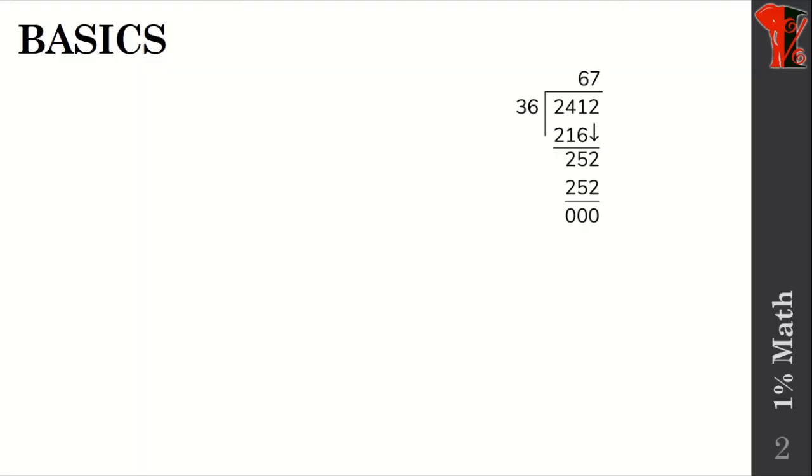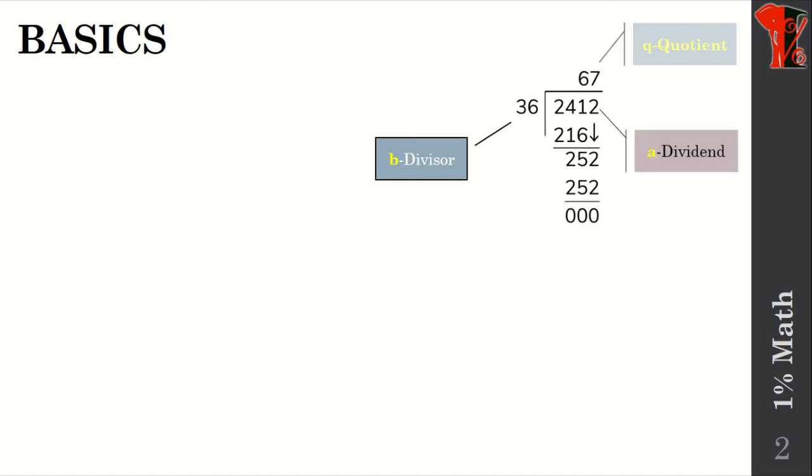We are dividing 2412 by 36. So it's a complete division over here. So what are the things that we can extract from this particular division? One is the divisor, this is the dividend, that is the quotient, and this is the remainder. There is a relation between the divisor, dividend, quotient and remainder. So how they are related, you can see here.